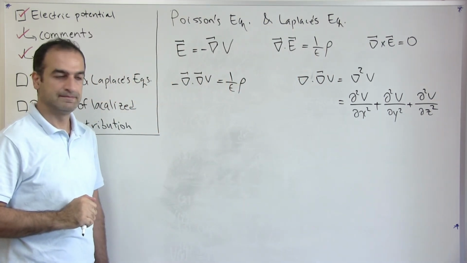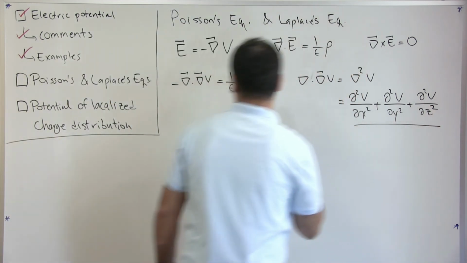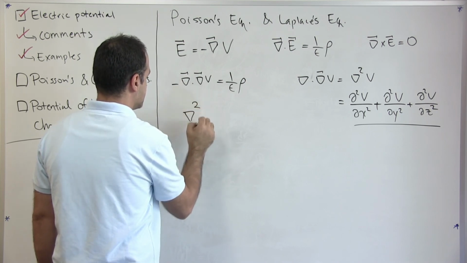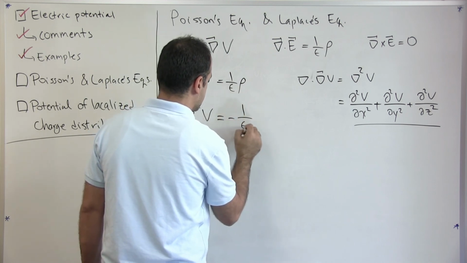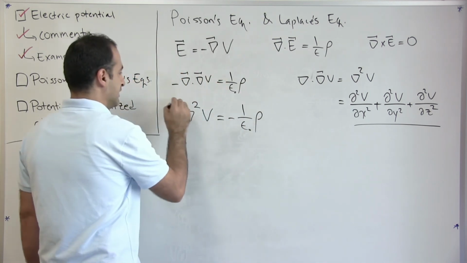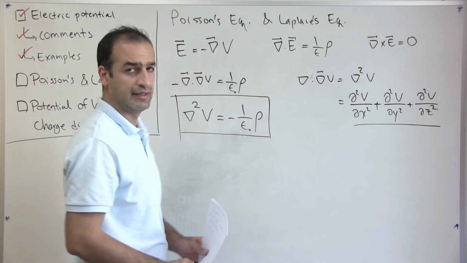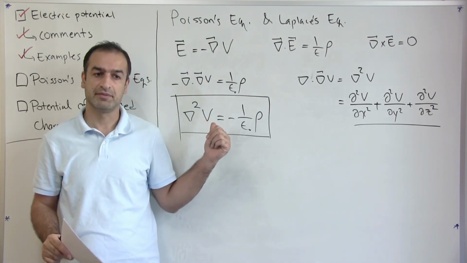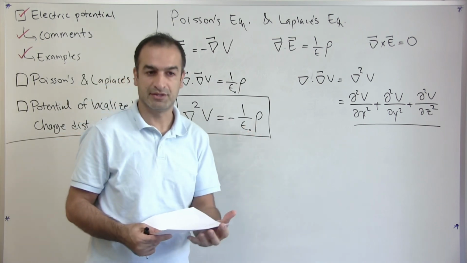Sounds good? So this is the Laplacian. And here, if we have any charge distribution, the Laplacian of V is equal to the negative of 1 over epsilon 0 times the charge density. This is the so-called Poisson's equation. So the second derivative of electric potential with respect to space is proportional to the charge density.